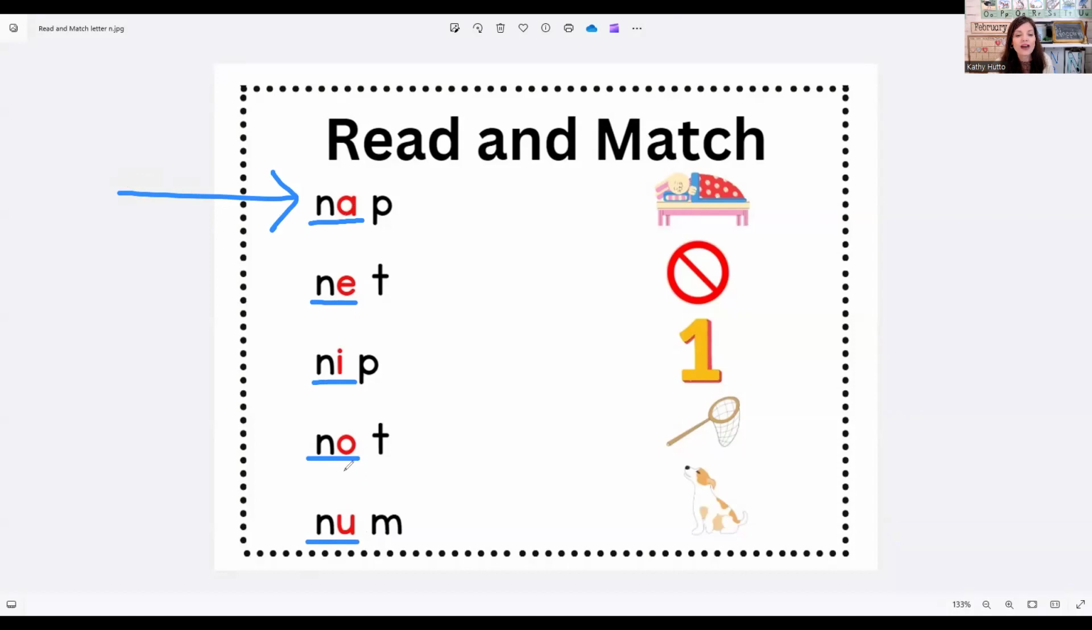These are the vowels. Well, we put letter N beside letter A. Letter N says N as in no, and letter A says A as in achoo. So put those sounds together. N, A, na, nap. Let's draw a line to the rabbit taking a nap.